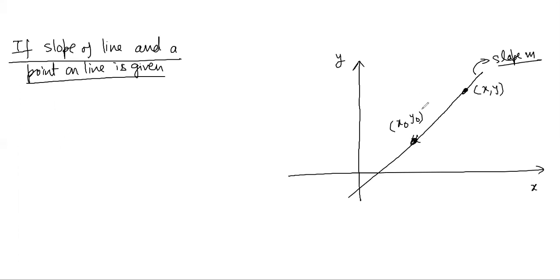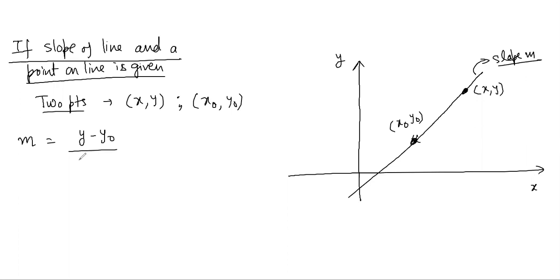So how will we find the equation of the line? We will take any point x and y on this line. Now we have 2 points on the line. One is x comma y and another one is x naught, y naught. So this is a line joining these 2 points, x comma y and x naught comma y naught. We know the slope of this, which is equal to m. So m will be equal to y minus y naught (y2 minus y1) upon x minus x naught (x2 minus x1). So what will the equation be? y is equal to m times x minus x naught plus y naught.